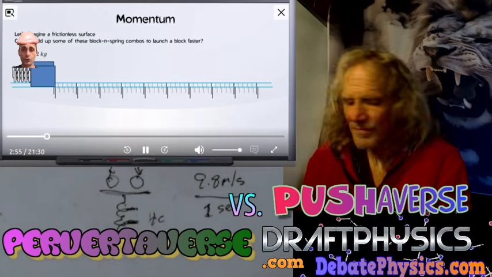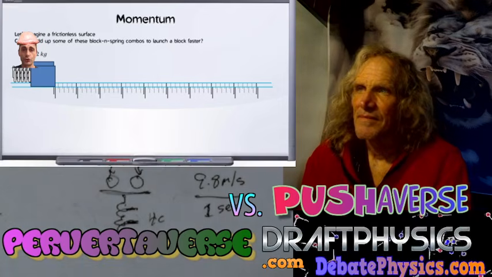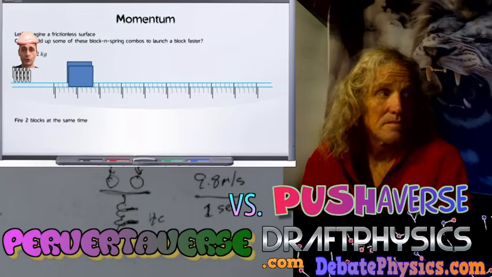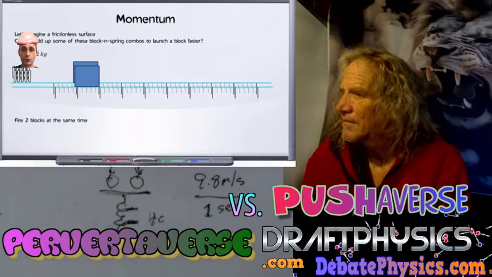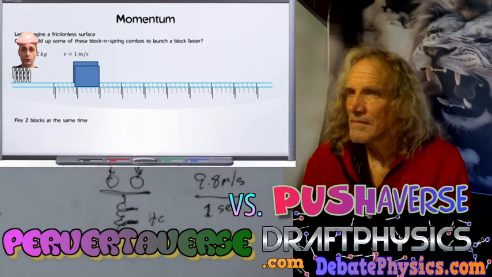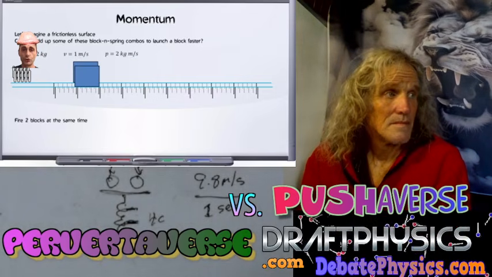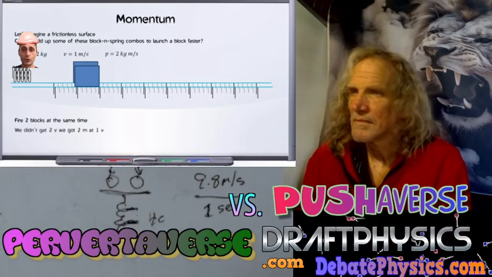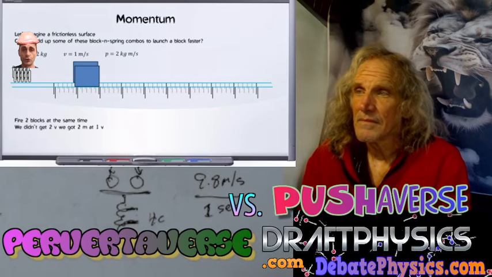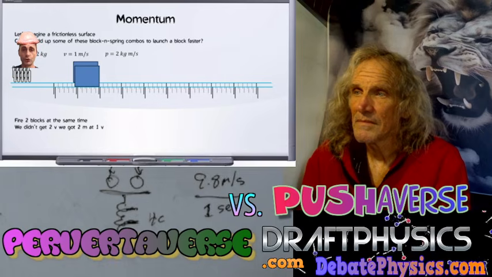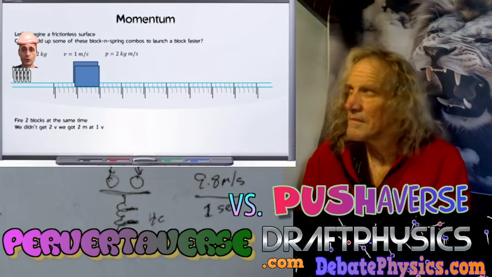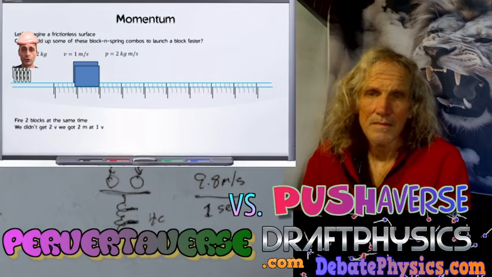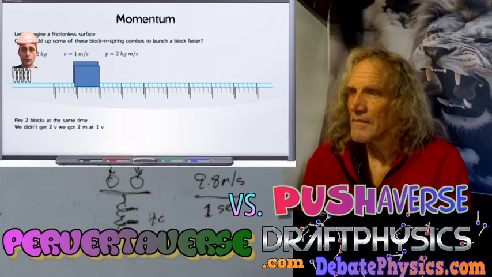I now have 2 kilograms, and each one is launched by a separate spring. So I know that each one should be launched at 1 meter per second. Now that gives me twice the momentum. However, I didn't get one mass moving at twice the velocity. I got 2 masses moving at 1 velocity. But I think we can definitely agree this should work with our standard spring that we've agreed.